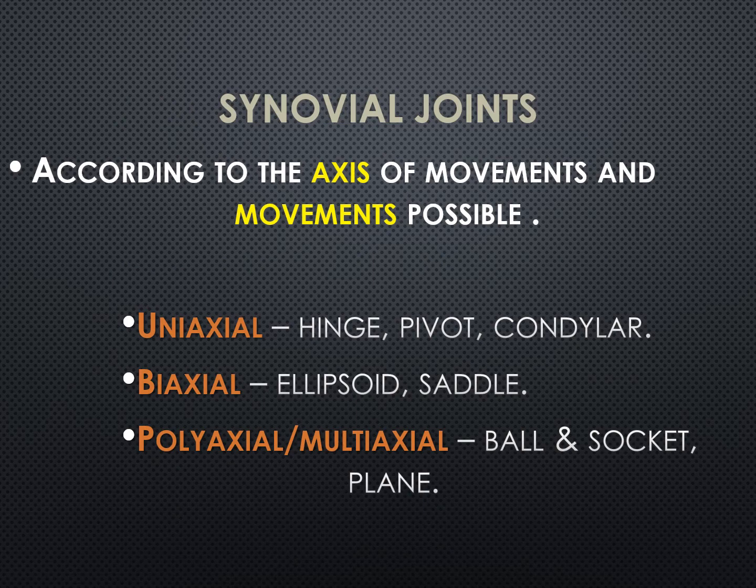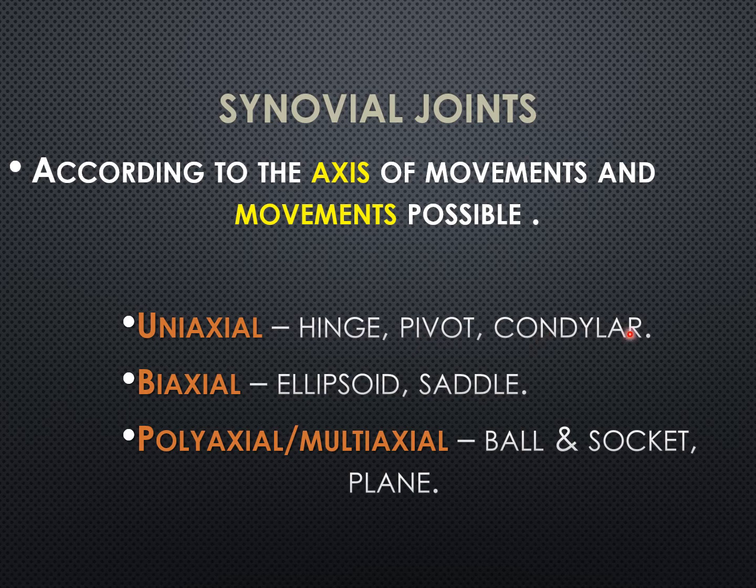So here we have the uniaxial joint, the biaxial joint, and the polyaxial or the multiaxial type of joint. So we have already seen all this. There are uniaxial joints. We learned the different types are the hinge joint, the pivot joint, and the condylar joint. Example for hinge joint, we have the elbow joint or the interphalangeal joint. So these are all uniaxial joints where we only have the transverse axis. Pivot joint is also a uniaxial joint where the axis is the vertical axis. Examples are the superior radioulnar joint and the median atlantoaxial joint.